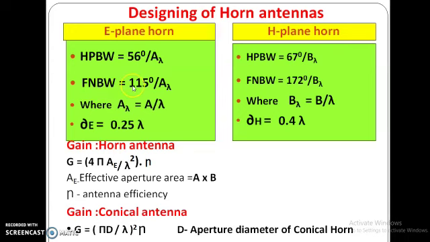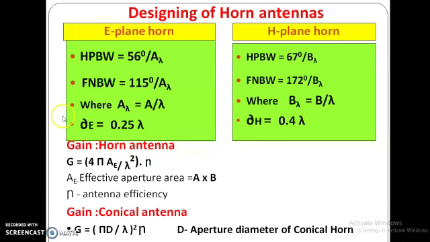Full first null beamwidth is equal to 115 degree upon A lambda, where A lambda is nothing but A by lambda, and delta E is equal to 0.25 times lambda. This means delta E, the incremental length for the E sectoral horn antenna, should be less than or equal to 0.25 times lambda. Similarly, for the H plane horn antenna, half power beamwidth is 67 degree upon B lambda, first null beamwidth is 172 degree upon B lambda, B lambda is equal to B upon lambda, and delta H is less than or equal to 0.4 times lambda.